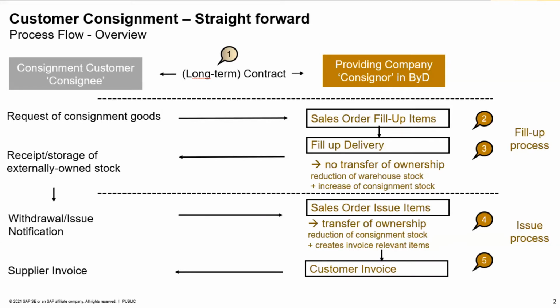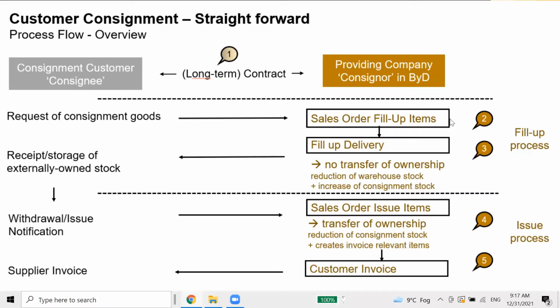So first of all, the consignment customer is called the consignee, and the providing company is called the consignor in the ByDesign system. And there's a long-term contract between these two, which is not mandatory, that is optional. After that, there's a request of consignment goods from the consignee, the consignment customer. On the basis of this request, the providing company does the sales order fill up items. So we have these numbers 1, 2, 3, 4, 5. First we do the contract and then we do the sales order fill up items. I will show you in the demo how we can do that.